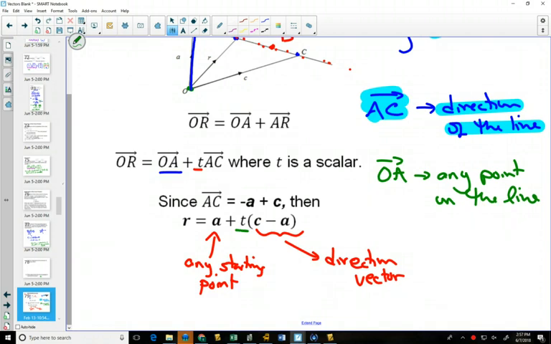So in 3 dimensions, I have a point. I have a direction going this way. And as long as I go in that direction, any multiple of that direction, I will get all the points that make up that line. And each of those points will be represented by a position vector.